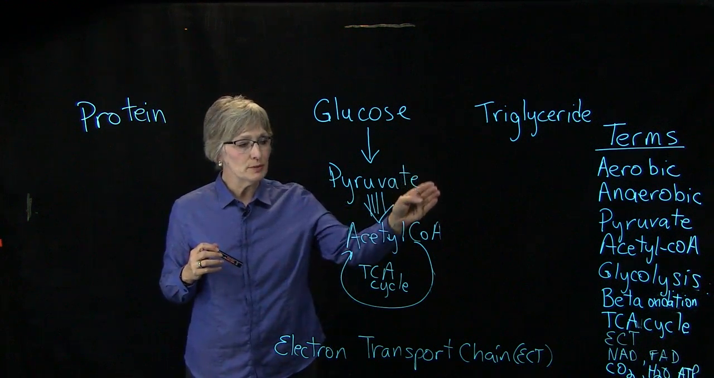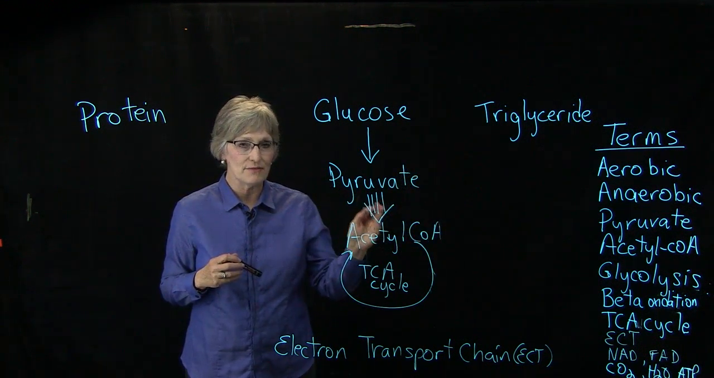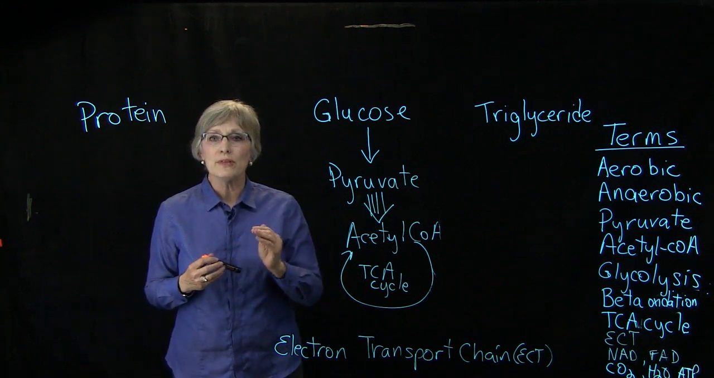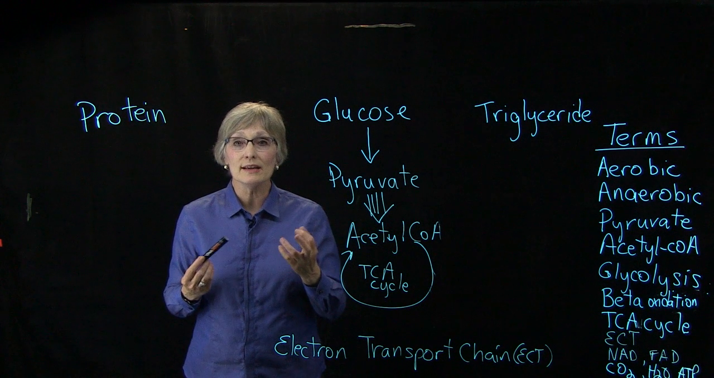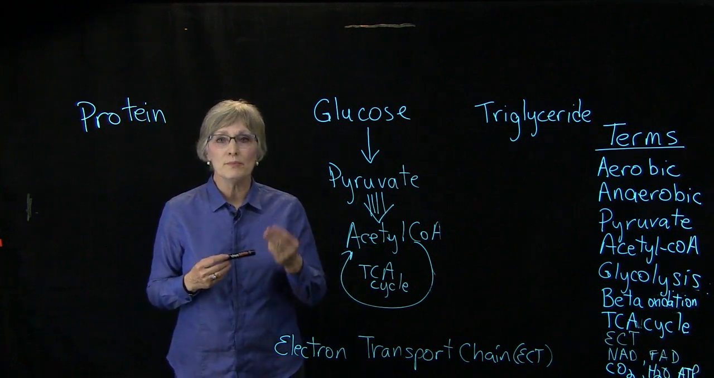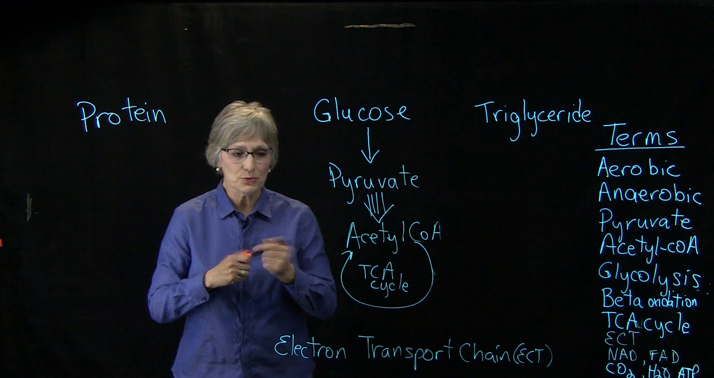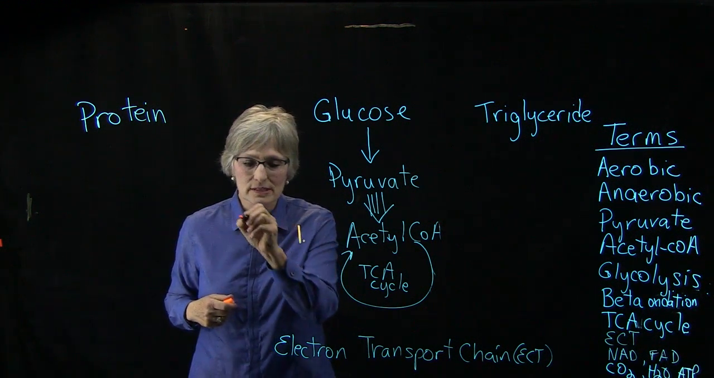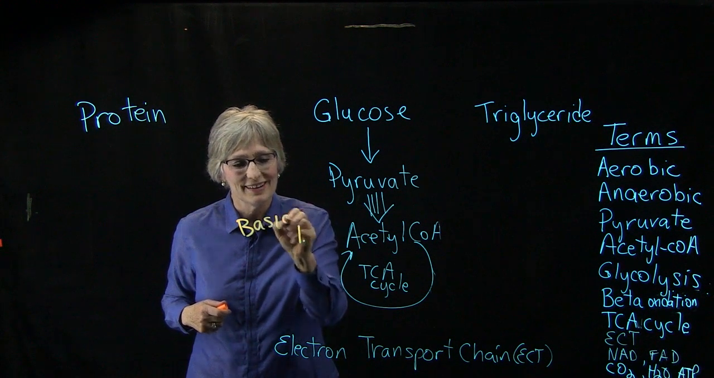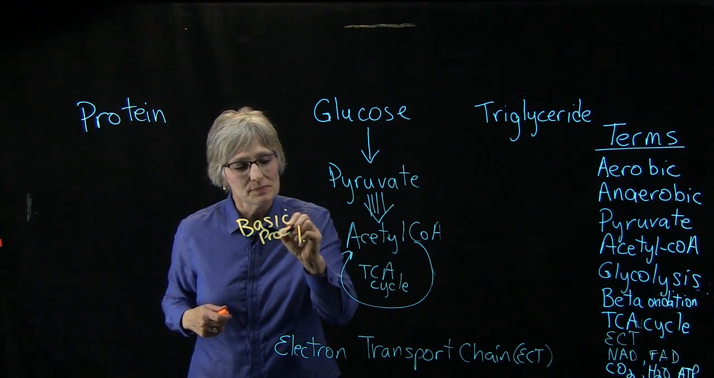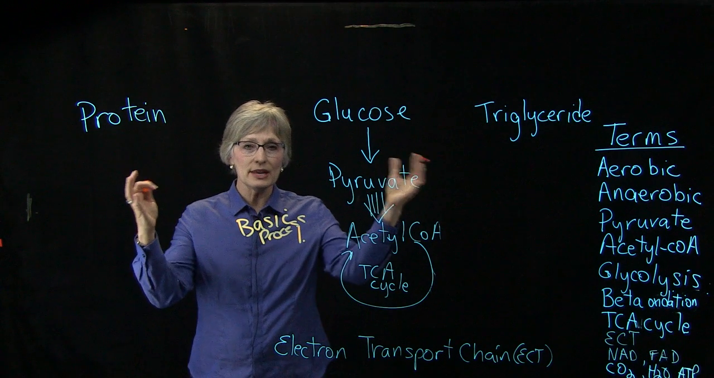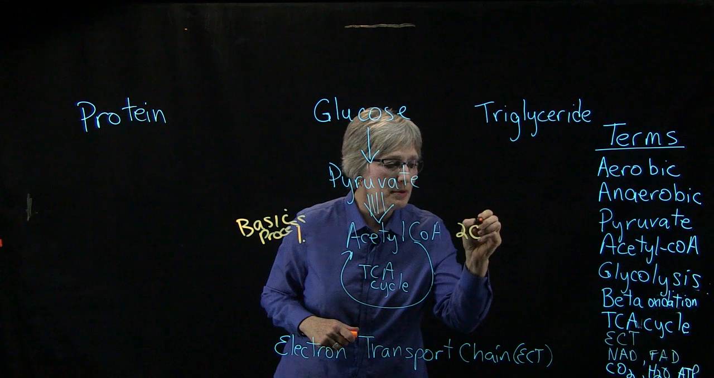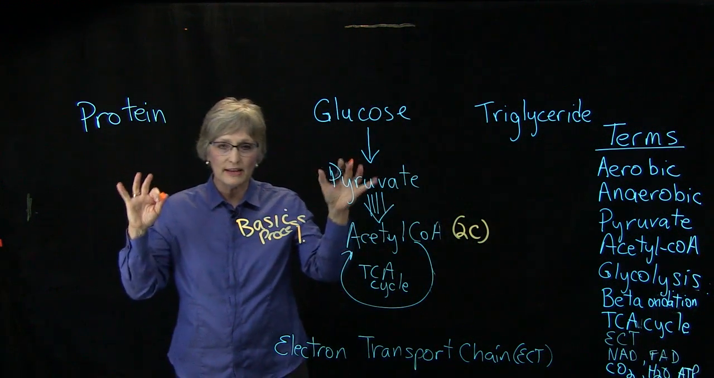So here's an overview of what we're going to go through. I've got a list of terms over here, and you should be able to identify those terms and see where they fit in. Whatever the energy-yielding nutrient is, they all go through three basic processes. The first, basic process number one, is the conversion of the energy-yielding nutrients to acetyl-CoA. Acetyl-CoA is a 2-carbon molecule, and we're going to go through specifically how they get there.